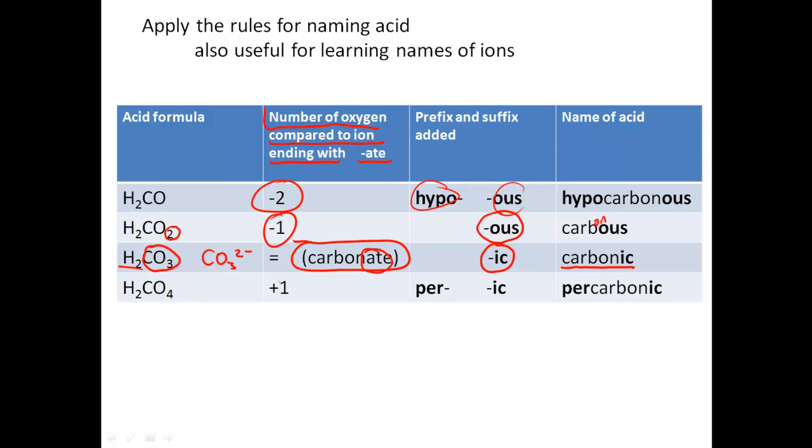Now moving the other direction, down to the very bottom of our table, we see one additional oxygen. So instead of CO3 2-, we have CO4 2-. Now here we see that we put the prefix per, which comes from hyper, as in excessive amount. So we have additional oxygen, and we call that percarbonic acid.